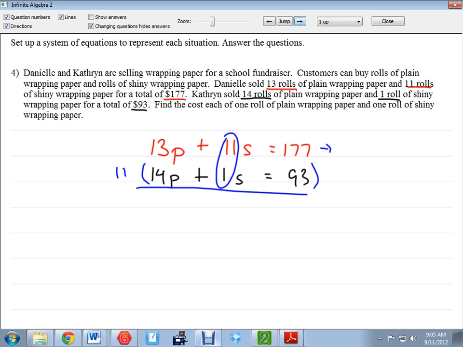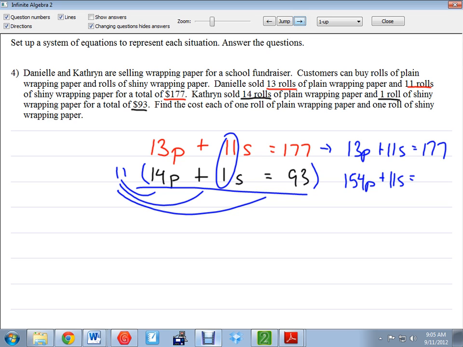Now, what we are going to do is rewrite the original equation, 13p plus 11s equals 177, and then of course we are going to distribute the 11 to the other equation. 11 times 14 is going to give me 154p, and then 11 times 1 is equal to 11s, and then 11 times 93 is going to give me 1023. Now these are very large numbers, but you'll notice that as I work this problem out, those numbers will become smaller again.